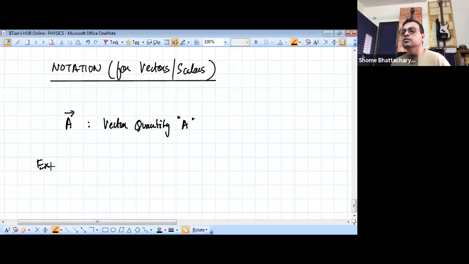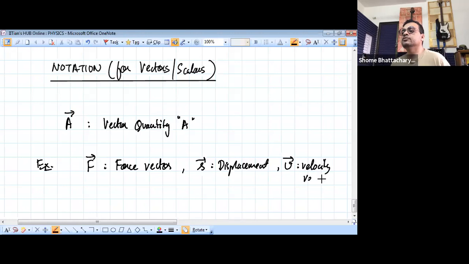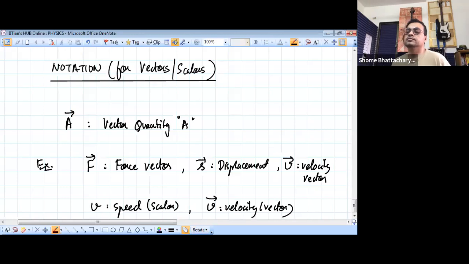So for example, we might say F is a force vector, or S is a displacement vector. Or we might say V is a velocity vector. Okay. The moment we use on small v, for example, it becomes speed, which is a scalar. But the moment we use V with the arrow on top of it, it becomes velocity, which is a vector.